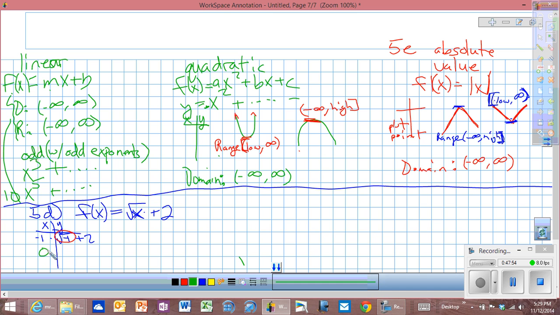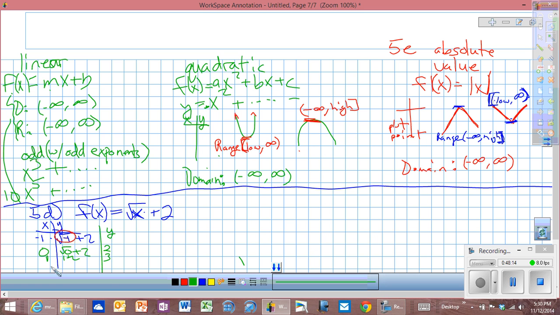So let's plug in 0. What is the square root of 0 plus 2? I'll just make a new table. That's 2. How about 1? What's the square root of 1 plus 2? That's 3. Yay, we can do that one.